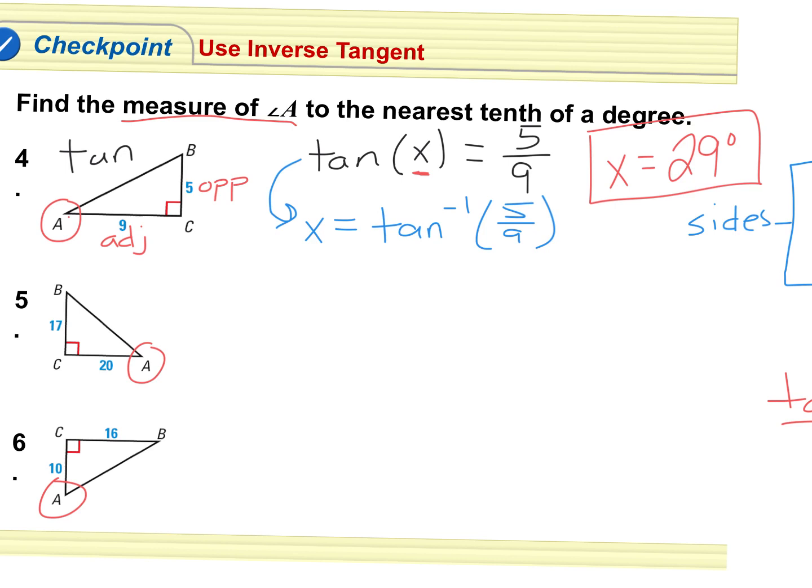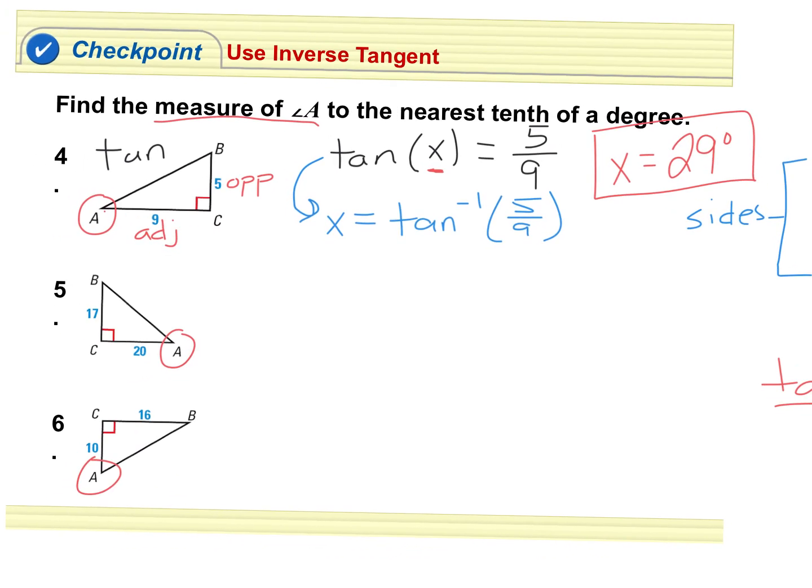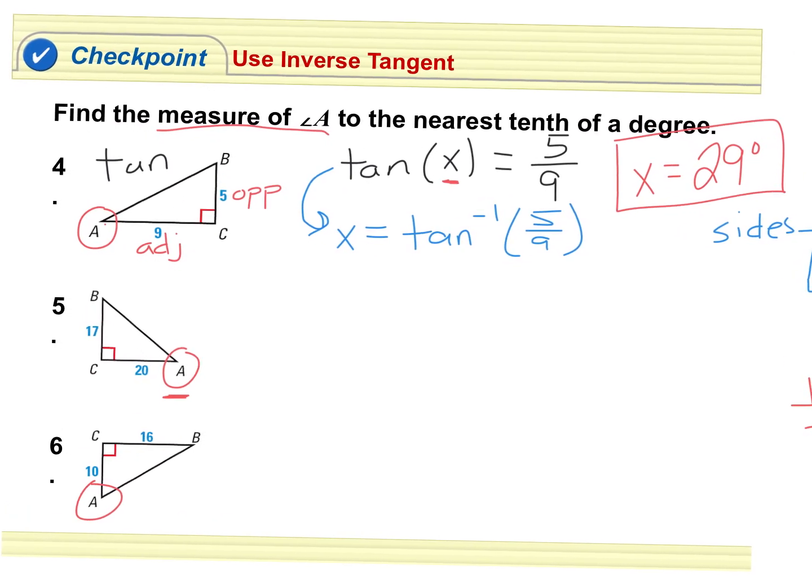Okay? Let's try number 5. So it wants us to use angle A again. Now we do what next once we have our reference angle? What do we need to label? Label the sides that they gave us. So what's 17 related to A? Opposite. And then what is 20 related to A?